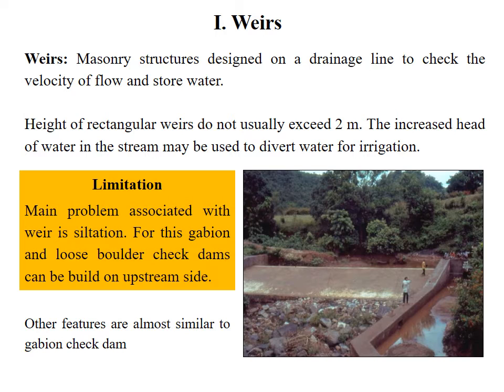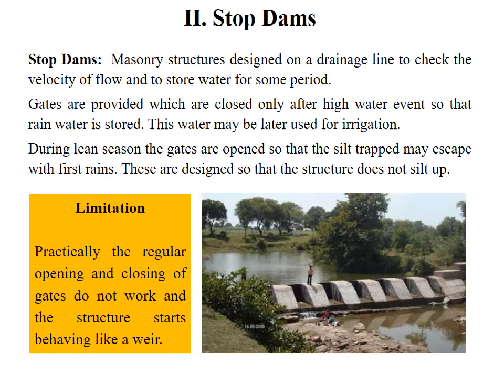Weirs. These are masonry structures primarily designed to check the flow and raise the water level at a particular location on a stream. Usually, these structures are about 1.5 to 2 meters high. The increased head of water is diverted to agricultural fields through channels or canals for irrigation. The main problem with such structures is their siltation. To avoid this, smaller engineering or vegetative structures should be established on the upstream side.